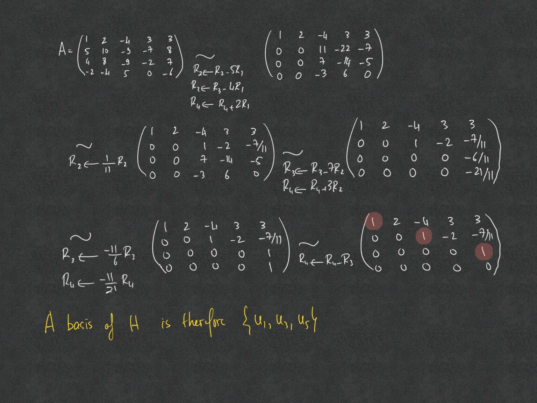Be careful to take the pivot columns of the matrix A itself and not the pivot columns of a row echelon form of A, as these columns here are not even necessarily in the column space of A.